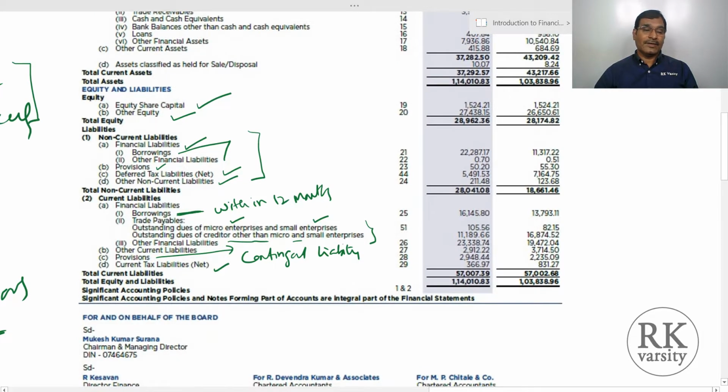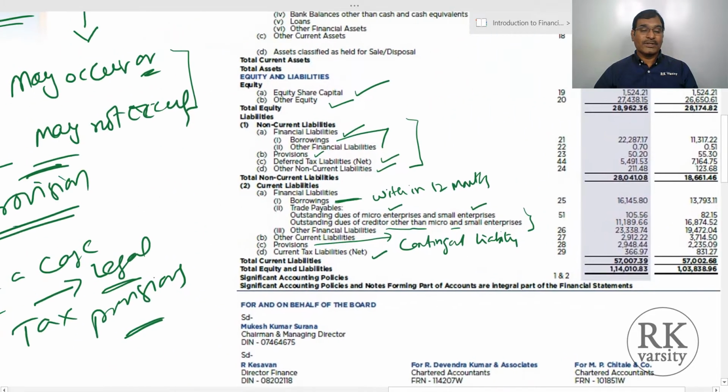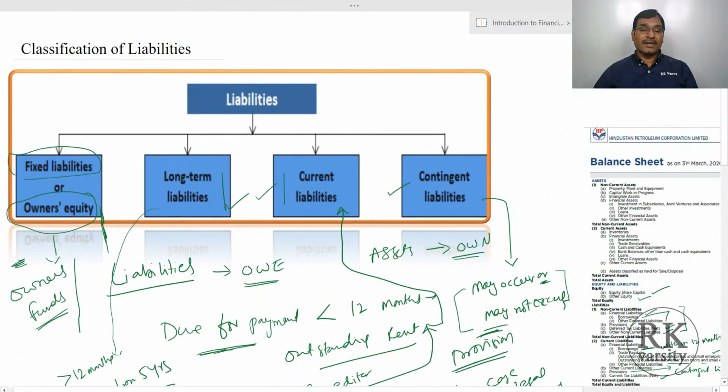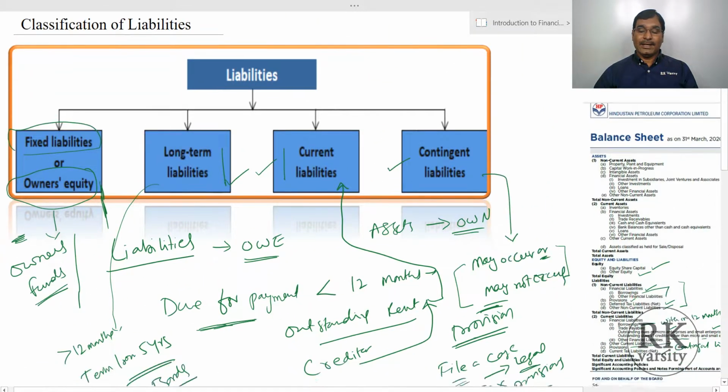You have a fixed liability, that is equity. Then you have non-current liabilities, which are long term, which you have to pay after 12 months, 1 year or more. Then you have current liabilities, which are due to be paid within 12 months. Then you have contingent liabilities like provisions, etc. So these are the different classifications of liabilities.